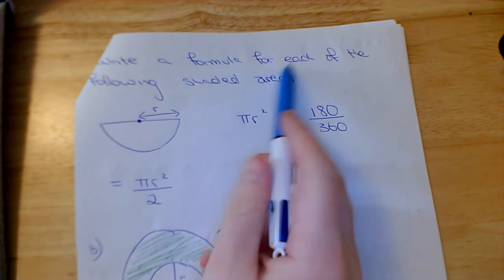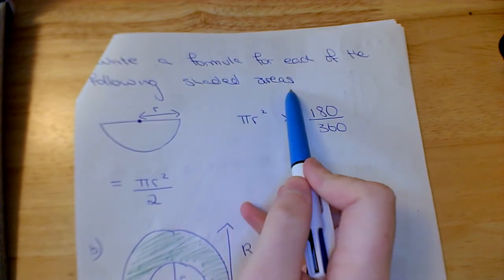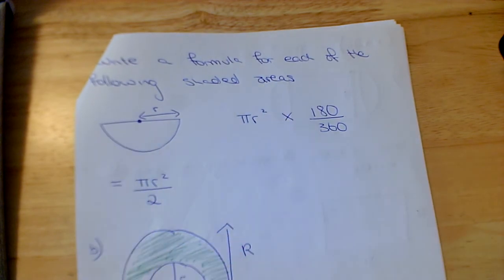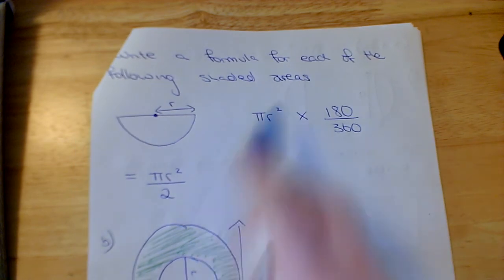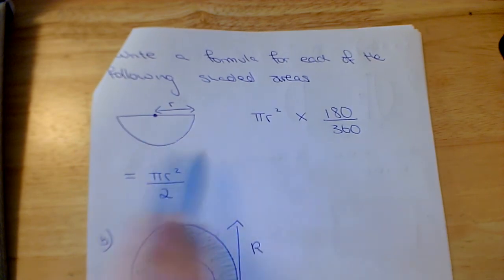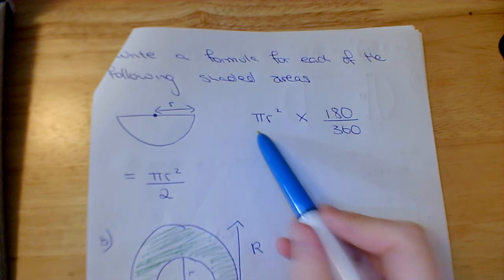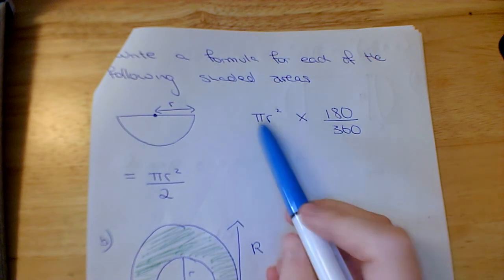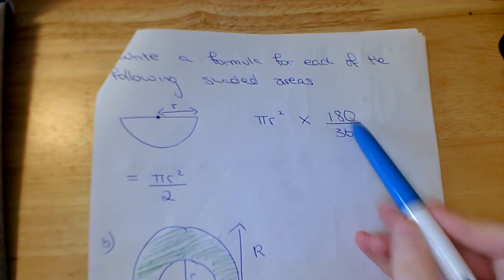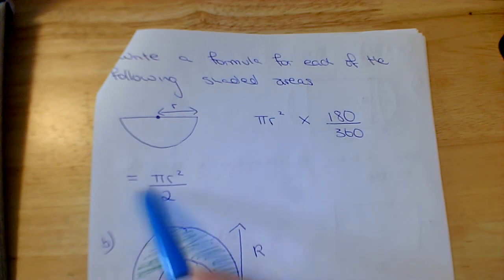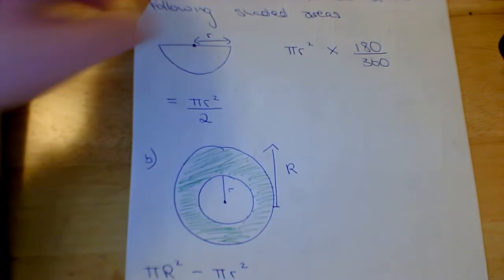These particular questions then ask me to write a formula for each of the following shaded areas. I'm given a semicircle here. It is shaded, so I need to write a formula for the area of all this. So this is a circle, well, a semicircle. The area of a semicircle is going to be pi r squared multiplied by, because we're dealing with half a circle, 180 over 360. So I just get that it's pi r squared over 2.